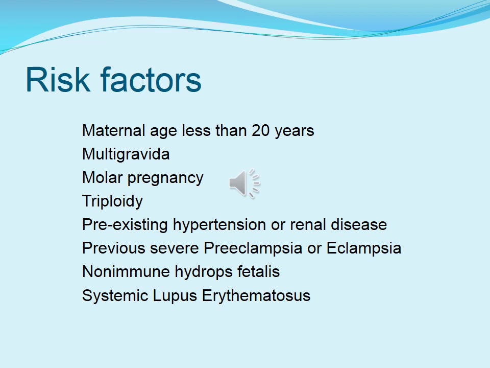What are the risk factors for development of eclampsia? When the maternal age is less than 20 years, she is a primigravida with molar pregnancy or triploidy, or there is pre-existing hypertension or renal disease, she has a previous severe preeclampsia or eclampsia, when she has non-immune hydrops fetalis, or when there is systemic lupus erythematosus. These are the risk factors for the development of an eclamptic fit.